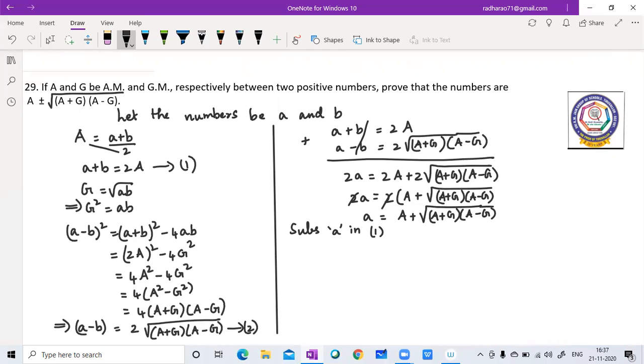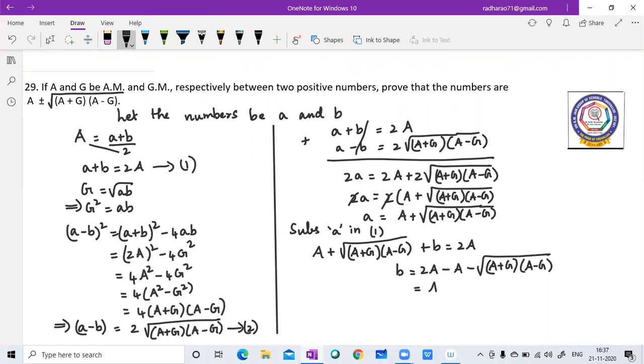So what is the first equation? In the place of a, I substitute A plus square root of (A plus G) into (A minus G), plus b is equal to 2A. So from this, b is equal to 2A minus A, minus root of (A plus G) into (A minus G). So what is 2A minus A? A minus root of (A plus G) into (A minus G).